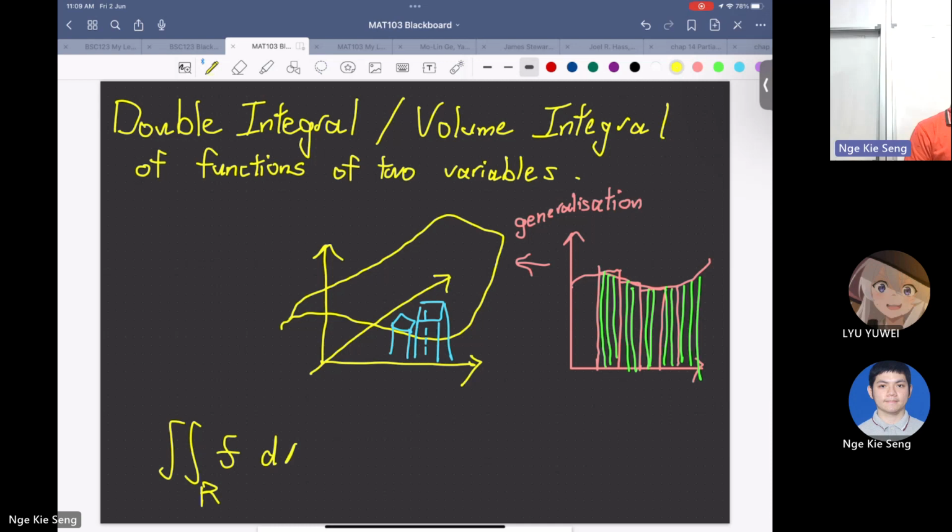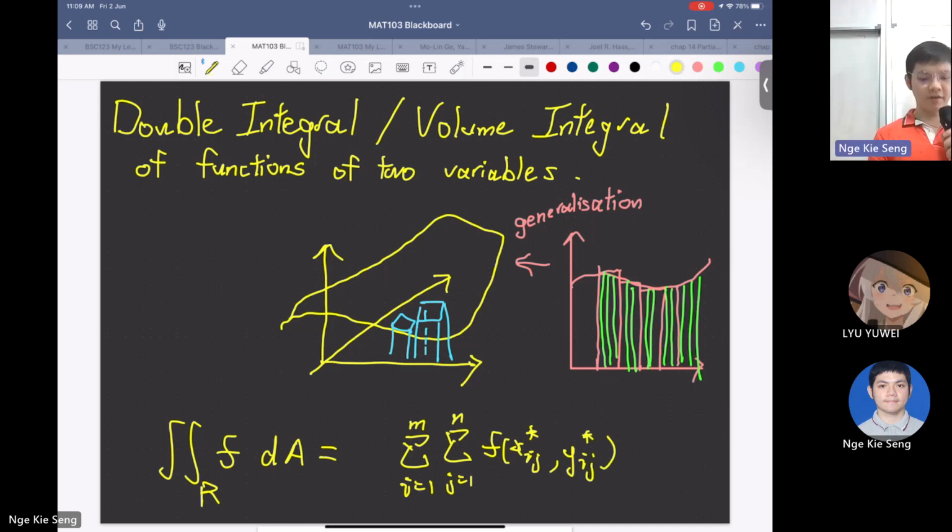And then what's this definition here? We take the double sum of our rectangles, because a rectangle has two sides, right? So you have to add up both sides, so we have a double integral. Given the rectangle, you have the height, so you need the area to get the volume. How you change your partition will affect the area of the cross section of the rectangle.